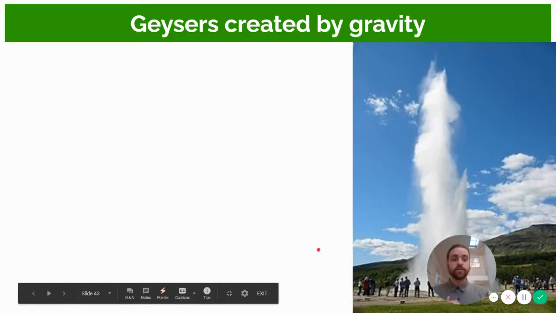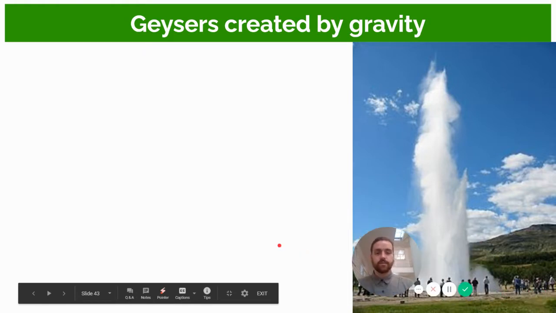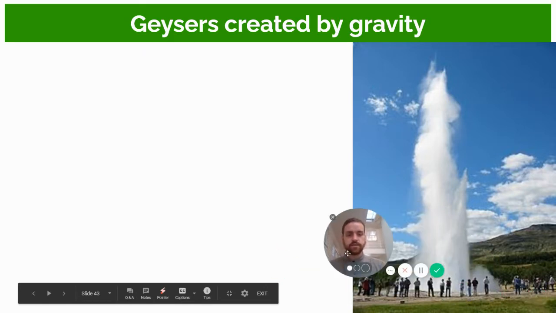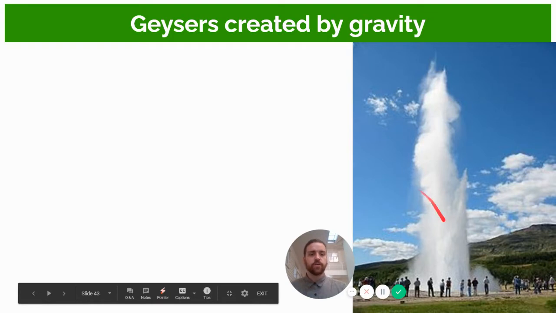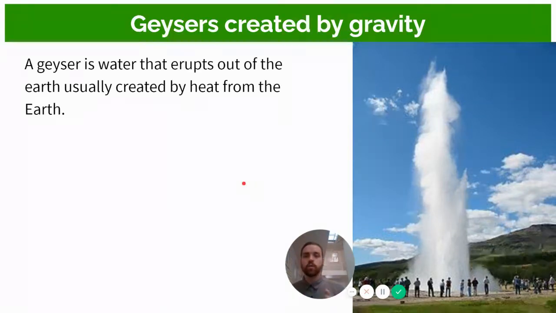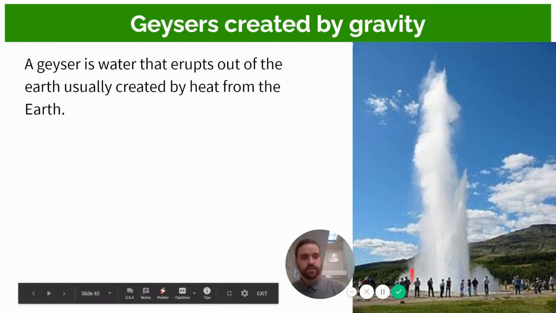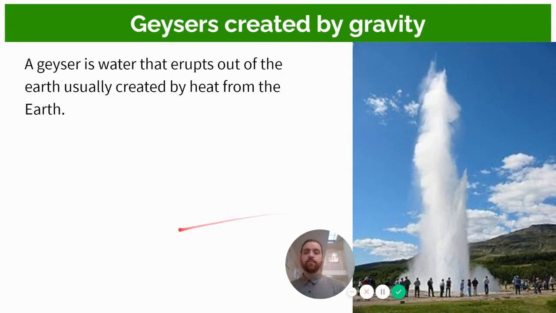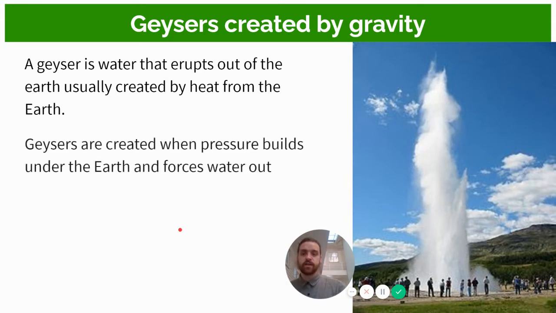All right, so first things first is a geyser. Let me move my face for you so you can actually see what's going on. So here we go. We have a geyser spraying water up. A geyser is water that erupts out of the earth, usually created by heat from the earth. It shoots meters into the air. It gets quite high. It's quite impressive.